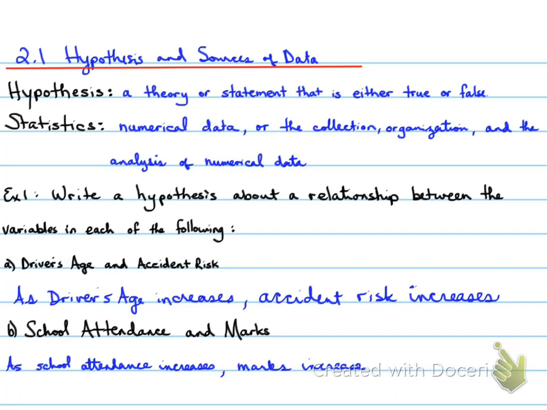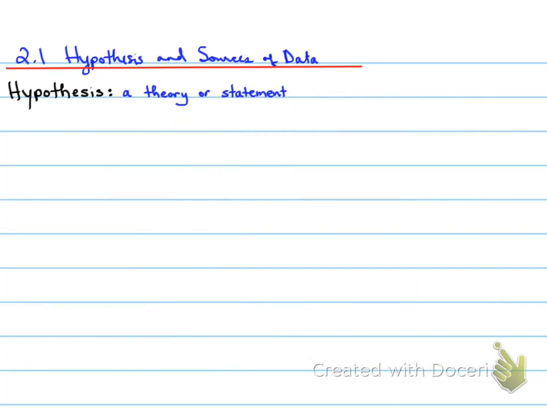Right, 2.1, hypothesis and sources of data. Let's go to the beginning. So a hypothesis is a theory or statement that is either true or false. So you're making a statement with a hypothesis. You're not making a question, and you're not creating it in such a way that it's ambiguous. You're making a statement that is true or false.